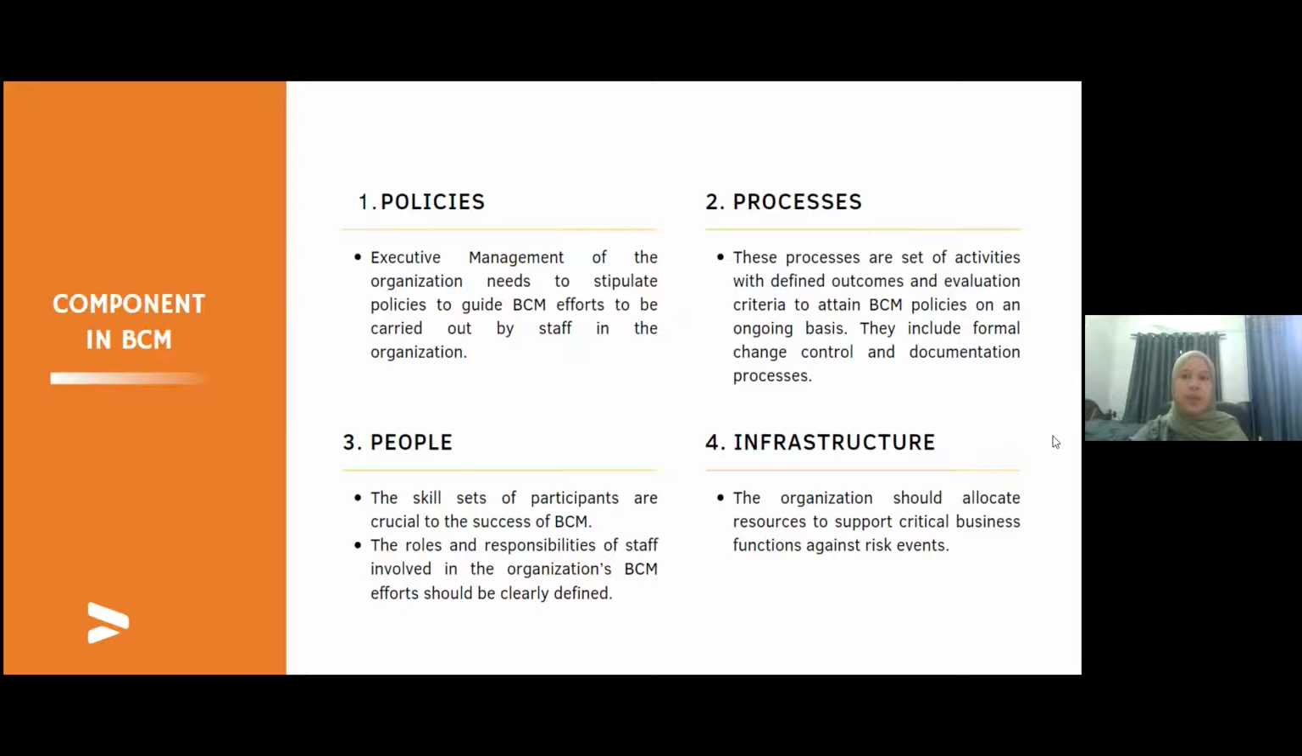Okay, the last component is infrastructure. The organization should allocate resources to support critical business functions against risk events. For example, as I said earlier, the company or organization must prepare an alternative facility to process the product in case an incident happens. That's it for me. I will pass to the next presenter.